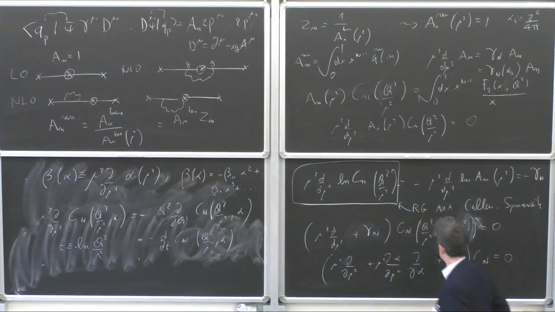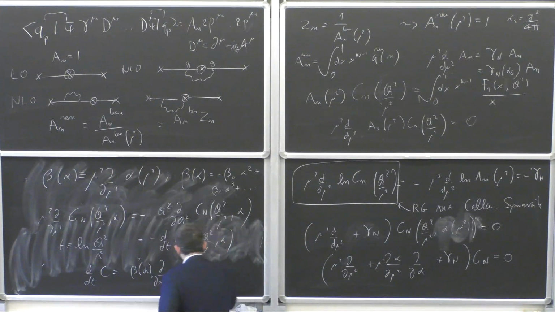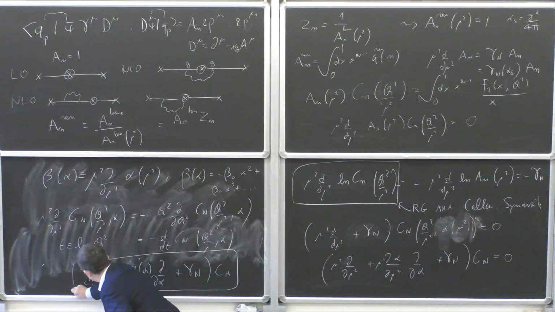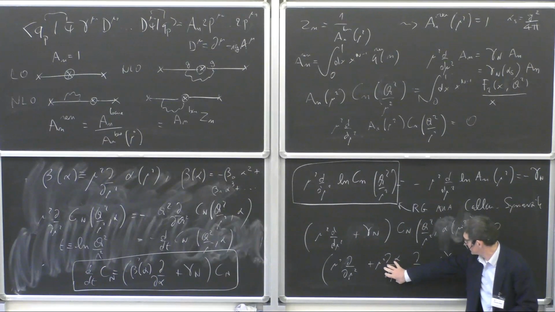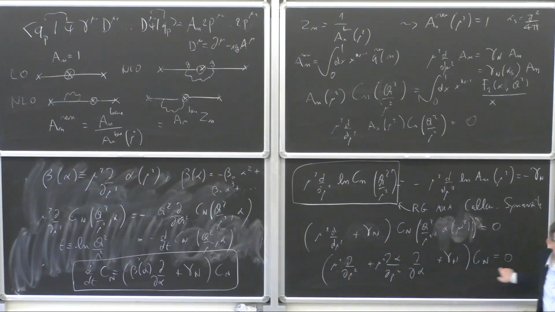Okay, and then I get a nice equation, which is kind of easy to solve, which is d by dt of Cn equals beta of alpha partial alpha plus gamma n, Cn, and this is my final form of the Callan-Symanzik equation. So you see I've replaced this with a beta function, I changed the sign of this, and I pulled it on the other side.